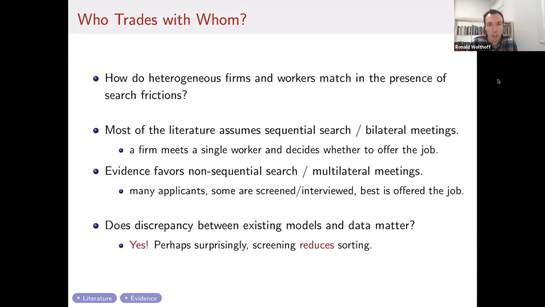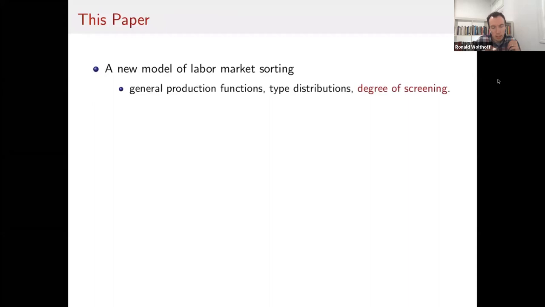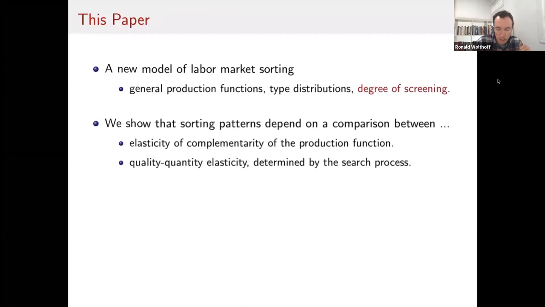Okay, so what do we do? We present a new model of labor market sorting. It's going to be very general along various dimensions, in particular, the degree of screening. And then we are going to show that the sorting patterns in our environment depend on a comparison between two things. First, how much complementarity there is in the production function. Okay, that's what Shouyong also discussed, right? That cross-partial. But then on the other hand, also what we call a quality-quantity elasticity, which is going to be determined by the search process.